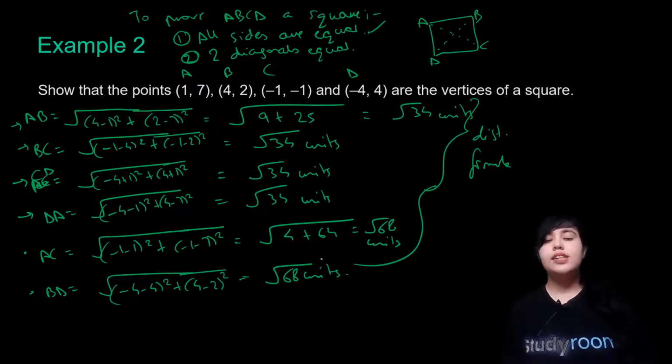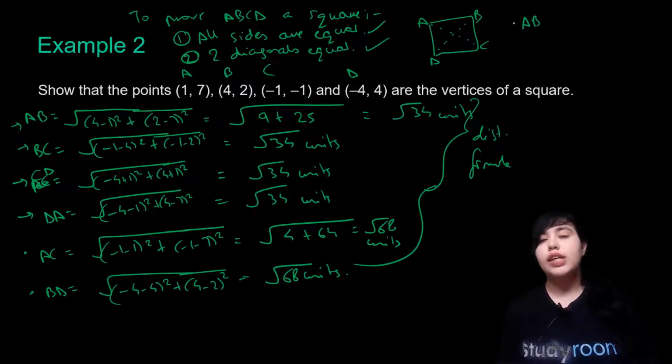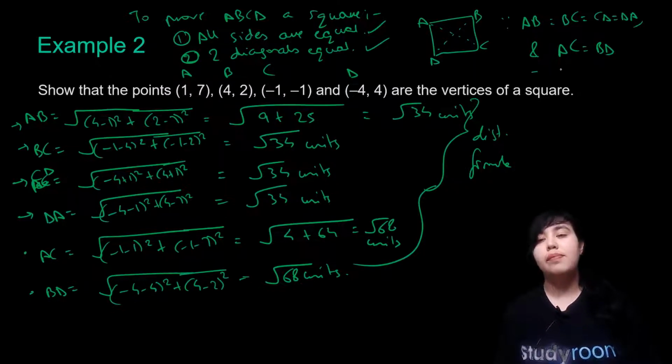Tell me, are you getting BD as root 68 units? If your answer is yes, then you are on the right track, because the diagonals are also turning out to be equal and equal to root 68 units. So the two conditions are fulfilled, hence ABCD is a square. But how do you write this? You say that since AB is equal to BC is equal to CD is equal to DA and AC is equal to BD, which means sides are equal, diagonals are equal, implies that ABCD is a square and hence proved.